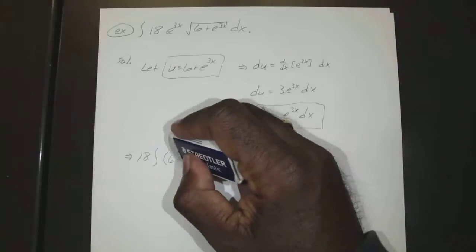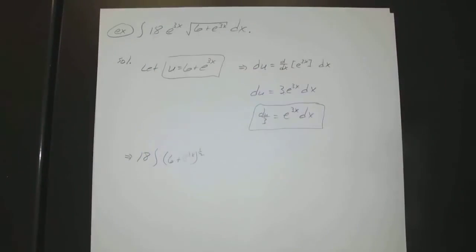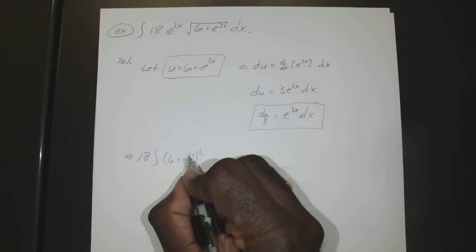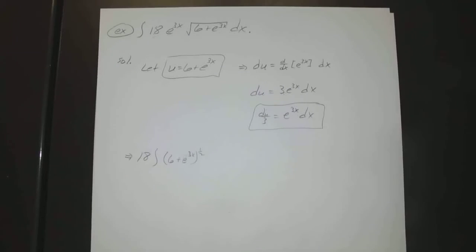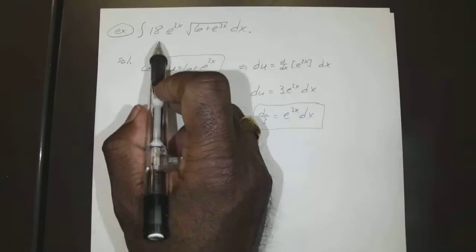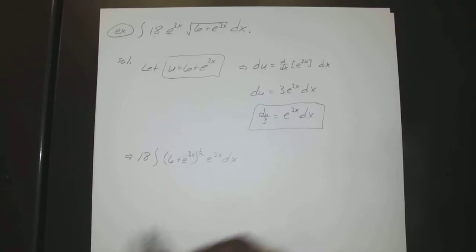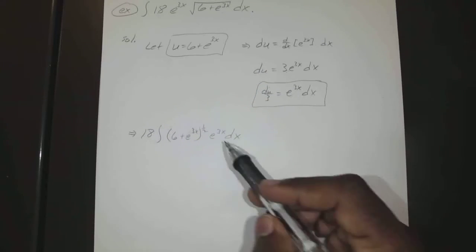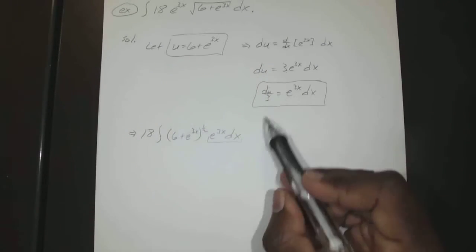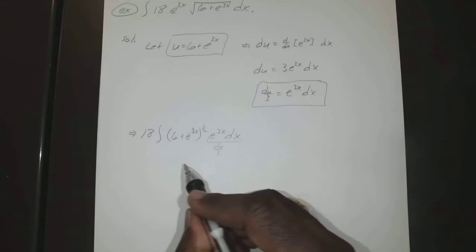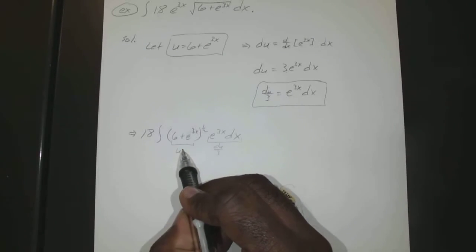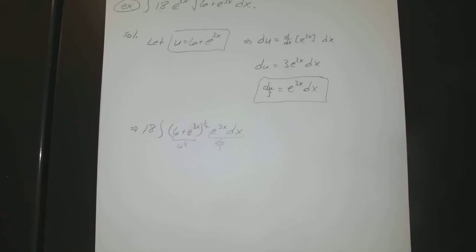Let me clean that up a little bit. Is it easier just to make it to the 1/2? Only because when we turn it to u, we're going to end up with the square root of u, and we're going to turn that to u to the 1/2. So it just kind of jumped ahead a little bit. All right, so our e to the 3x dx gives us our du over 3, and that gives us our u to the 1/2 power.